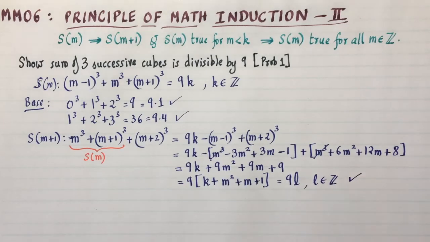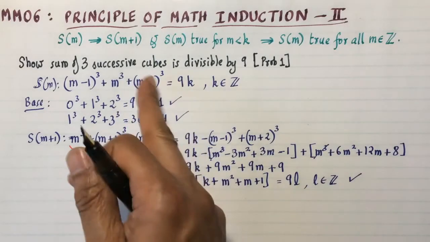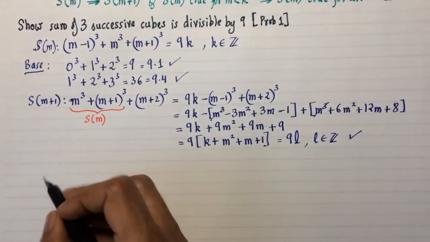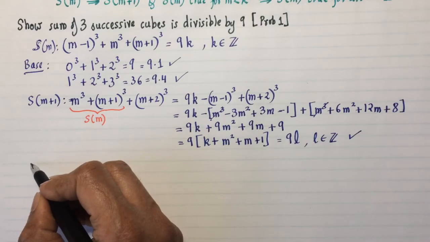So we have established the inductive step, and so the statement must be true for all successive 3 cubes. So that's a way of proving something like this. Let's try another problem which establishes an abstract statement like this.